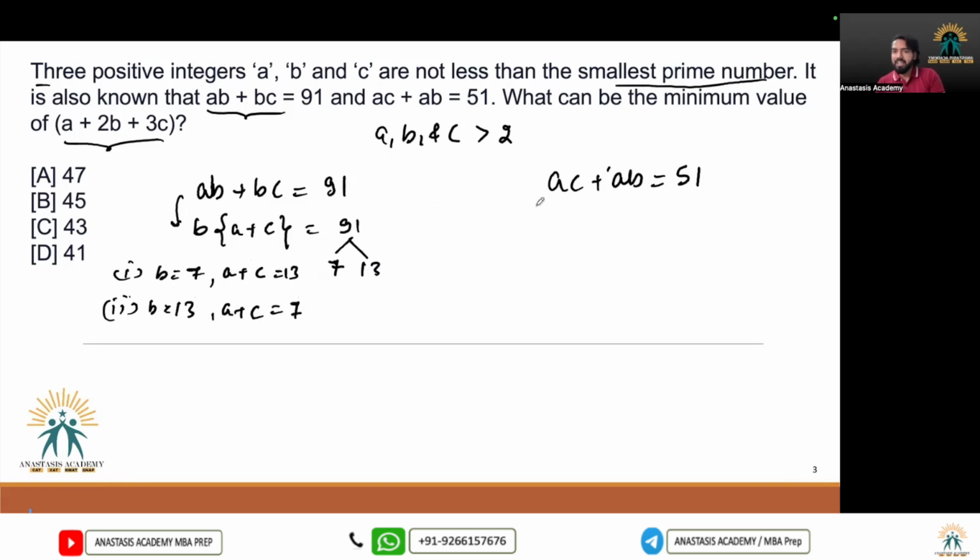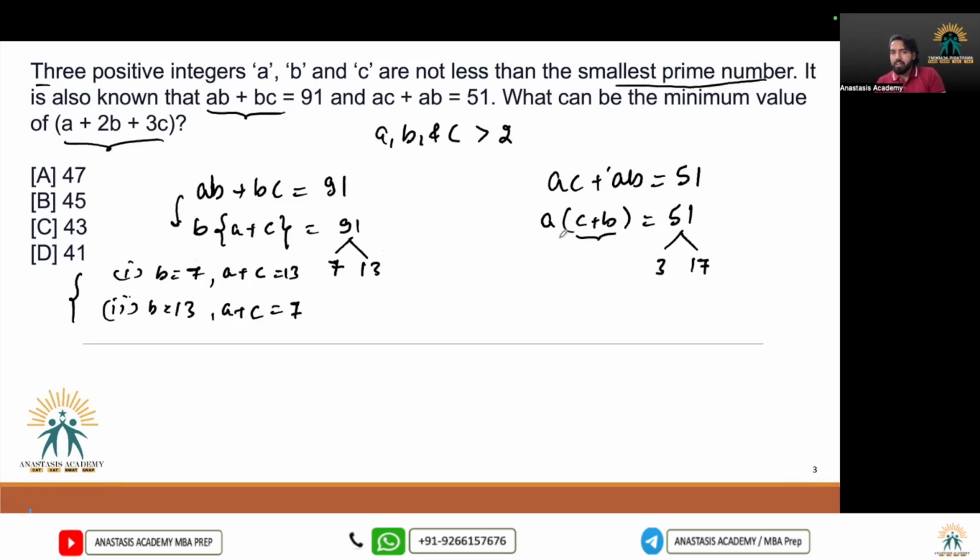Correct. Now the second expression is ac plus ab is 51. Now if I take a common, I get a times c plus b as 51. Here also I cannot use 1 and 51. Correct. So I have to factorize it into 3 into 17, right? So from here, now let's just see these two cases. B is either 7 or b is 13. Correct. So in any case I cannot take value of b plus c as 3.